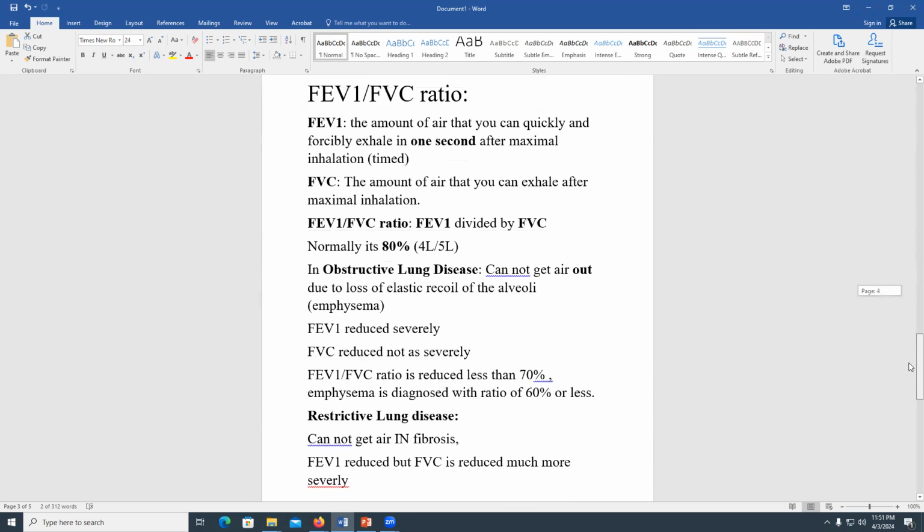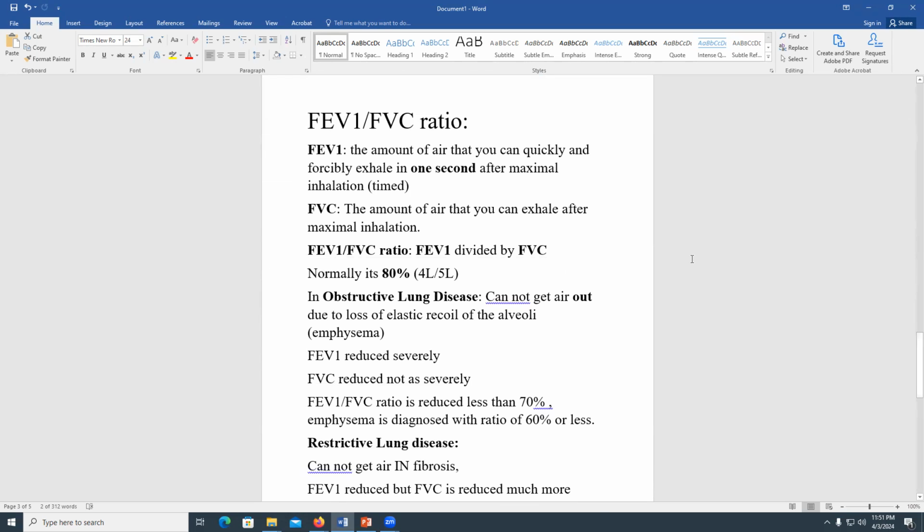Another concept that we have to also understand is the ratio, the FEV1 divided by the FVC. So FEV represents forced expiratory volume. This is part of the pulmonary function test. So a patient will be asked to take a deep breath in, and then in this one represents 1 second. And then the patient will be asked to expel all of the air that was taken in.